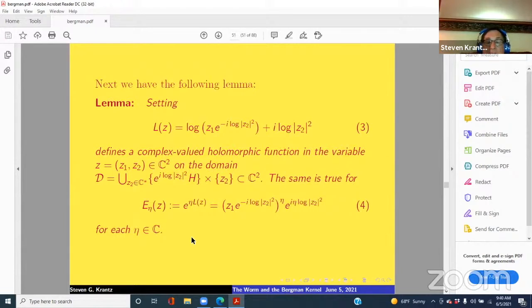Now we have this lemma. Here's capital L of Z again. We've seen it a couple of times before. This defines a complex valued holomorphic function in the variable Z on the domain capital script D, which is the union over Z2 in C star of e to the I log mod Z2 squared H cross singleton Z2. And the same is true for E sub eta of Z, which is e to the eta LZ, where LZ, of course, is right up here.